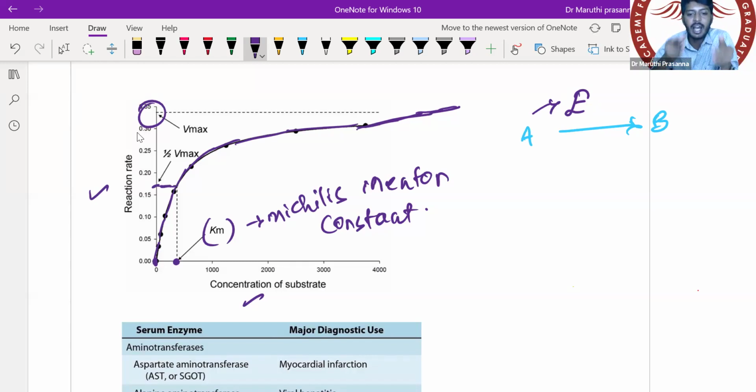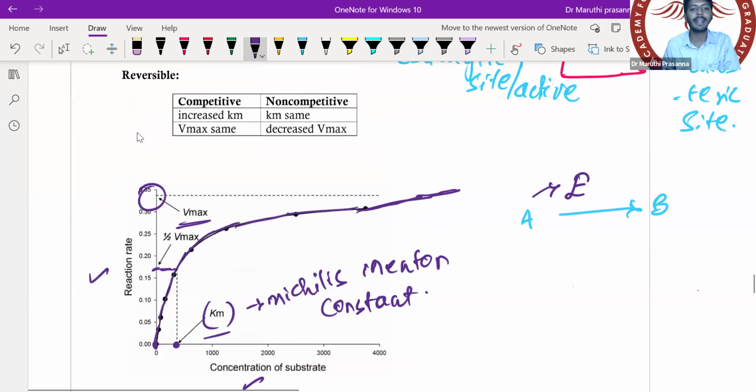How will the reaction change, or how will this graph change? Let's understand. For every reaction we will have a Vmax and a Km. This can be changed whenever there is an introduction of an inhibitor. If the inhibitor comes in the middle, automatically there will be a change of Km and Vmax. So how do Km and Vmax change?